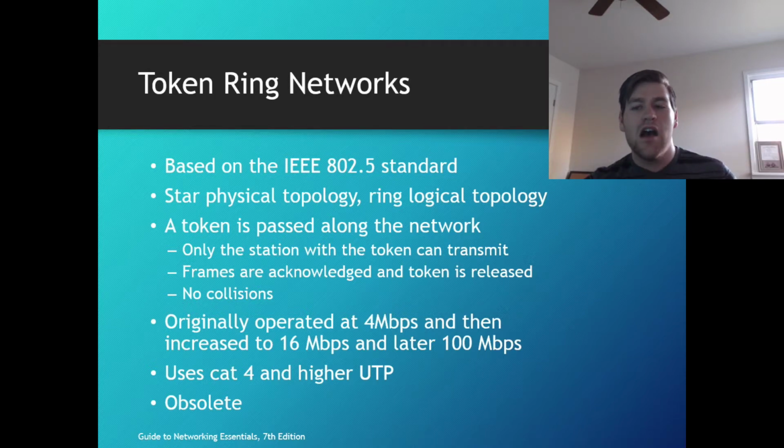It uses token passing to make it so that only one device in a ring topology, whether that's in most cases it would be a physical star logical ring topology. You have an MAU in the center, and this guy would have PCs connected to it.